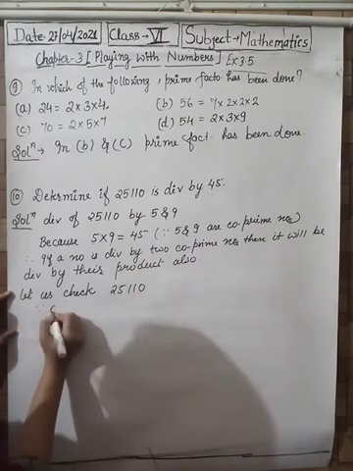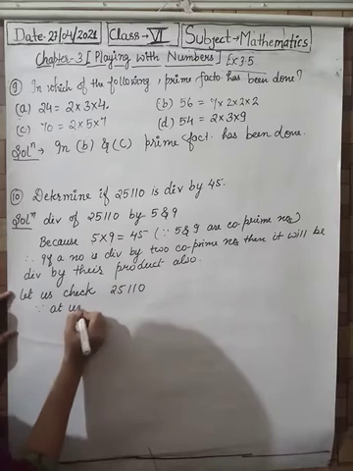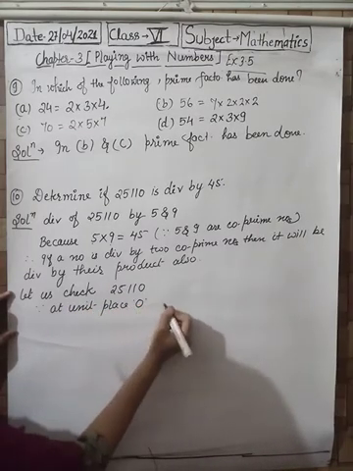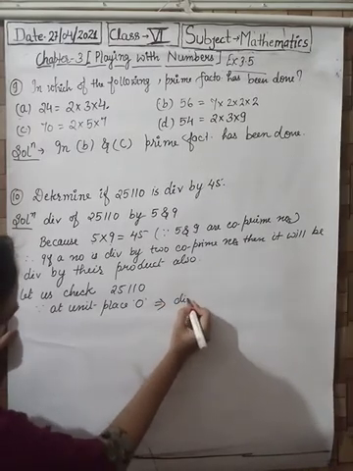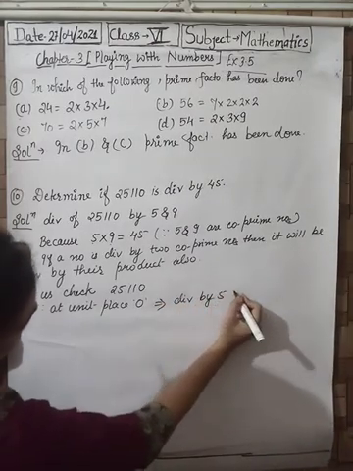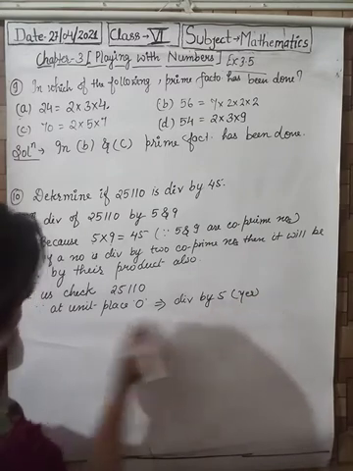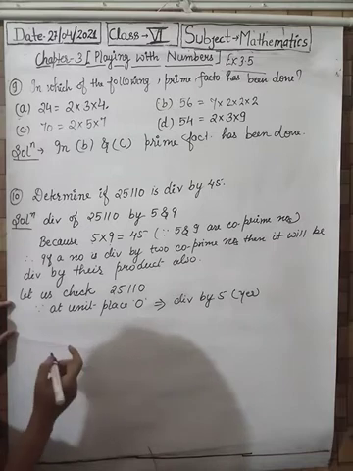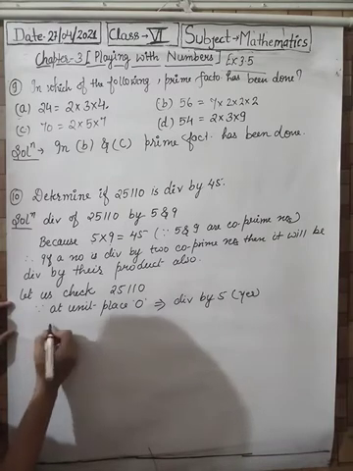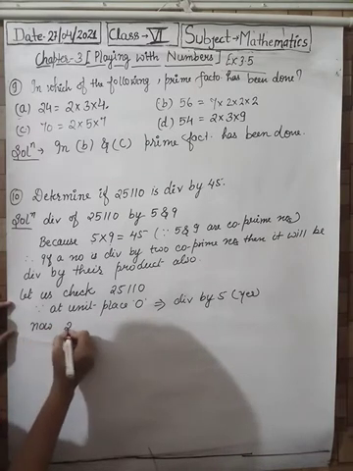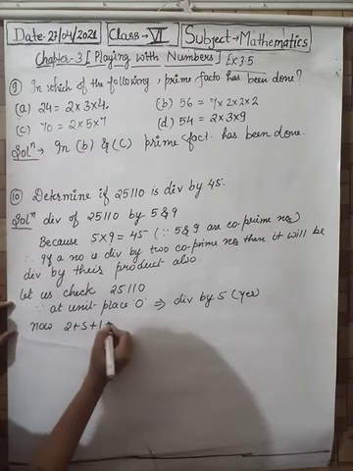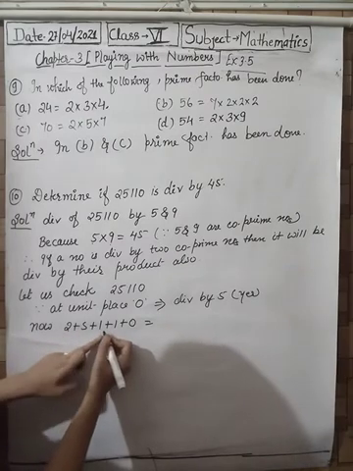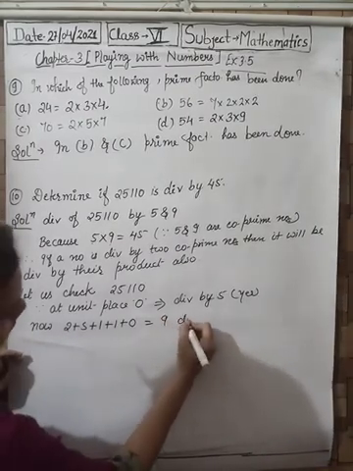Since at ones place, at unit place, 0 is there, which implies that it is divisible by 5. Yes. Now, for the divisibility test of 9, we need to add the digits of the given number. Now, 2 plus 5 plus 1 plus 1 plus 0 is equal to 5 plus 2, 7 plus 2, 9. Divisible by 9.